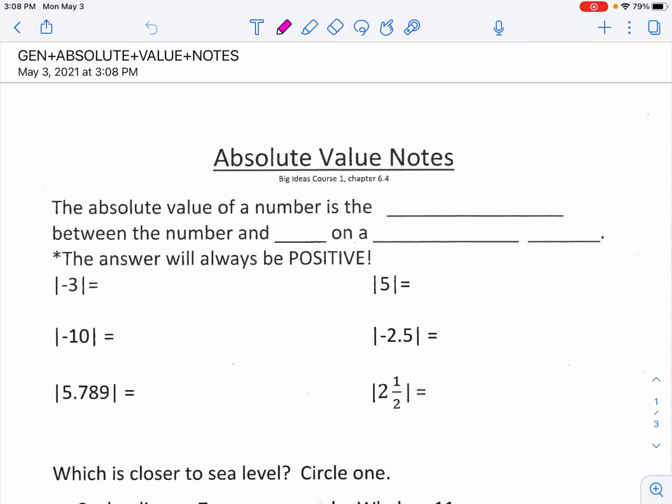Good morning. All right, lesson 6.4, chapter 6, lesson 4, absolute value.